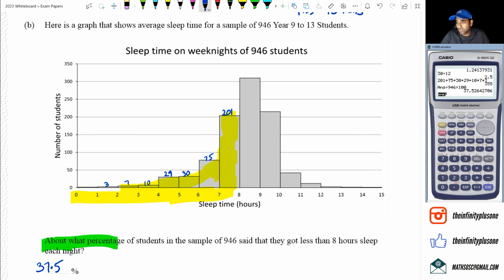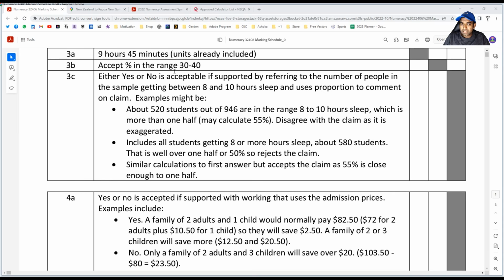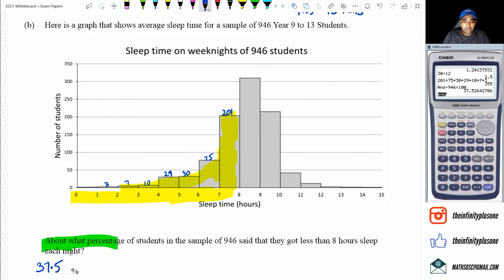And again, this is a rough answer. When I look at the answer schedule, which I'll show you guys as well, they basically say to accept a percentage in the range of 30 to 40. And our number is 37.5. That's all right.